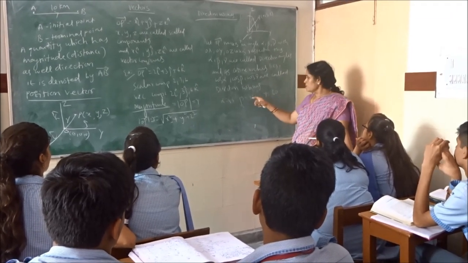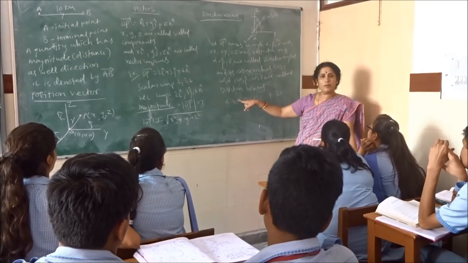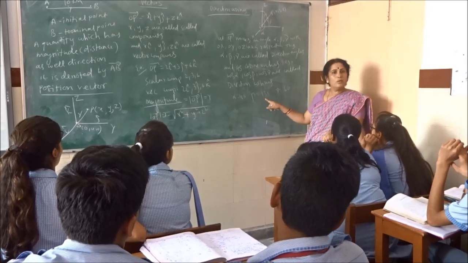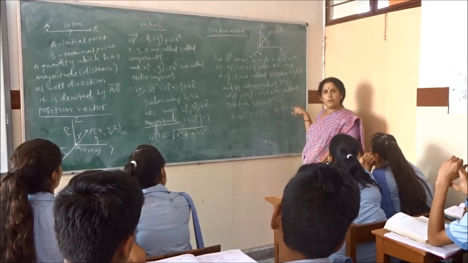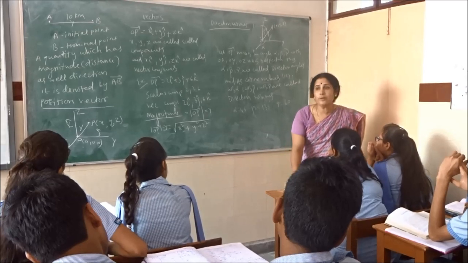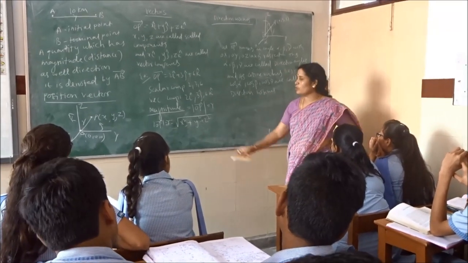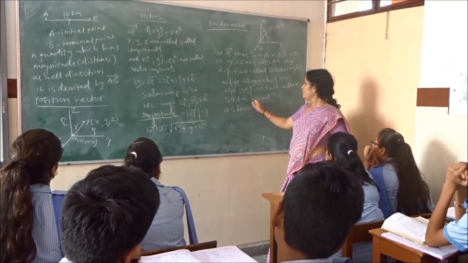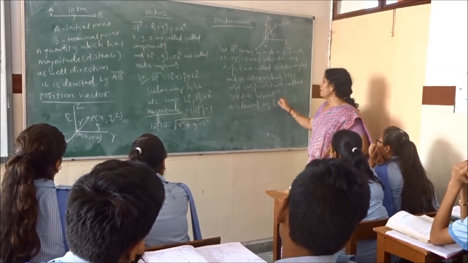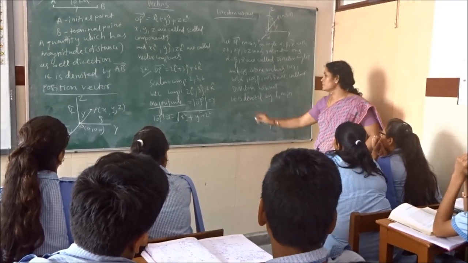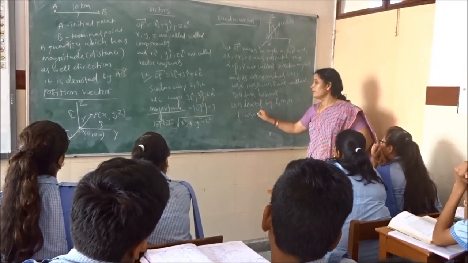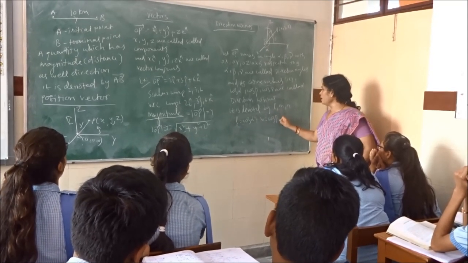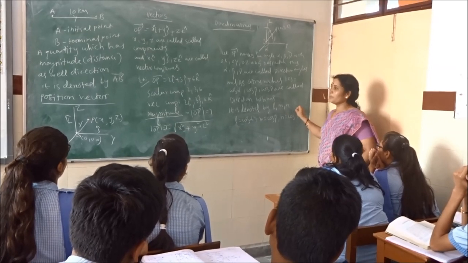So that is direction cosines. We are getting cos alpha is 1 by root 2, cos beta is minus 1 by root 2, and cos gamma. Clear to you how to find the direction cosines? It is denoted by l, m, n. So l equal to cos alpha, we are giving names. m equal to cos beta, and n equal to cos gamma.